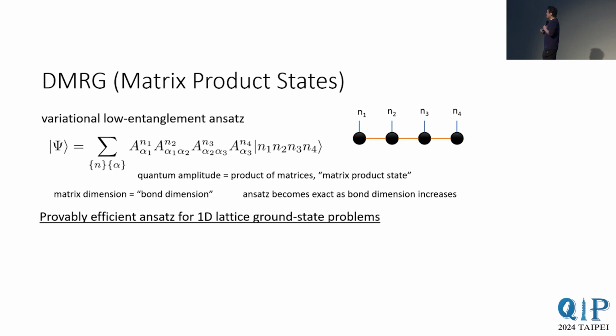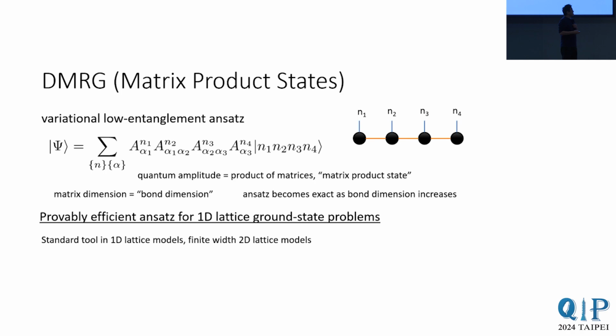It's a provably efficient ansatz for 1D lattice ground state problems, in the sense that if you have a one-dimensional local Hamiltonian with a gap, then you know that its ground state can be expressed efficiently by a matrix product state. And with some additional caveats, you can even find the ground state efficiently. So it's a standard tool in condensed matter applications in 1D, and even in two-dimensional applications, it's used to simulate two-dimensional lattices up to a finite width.